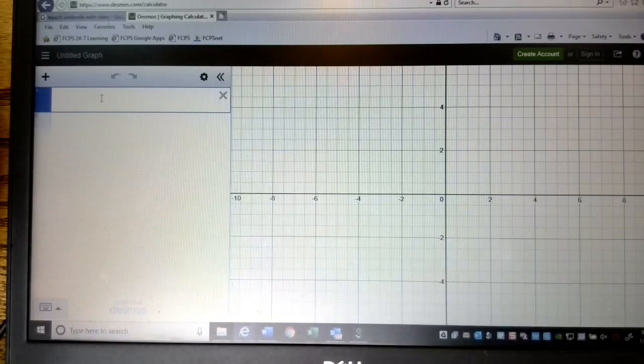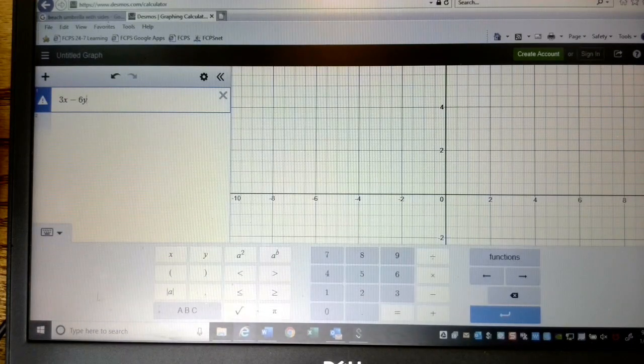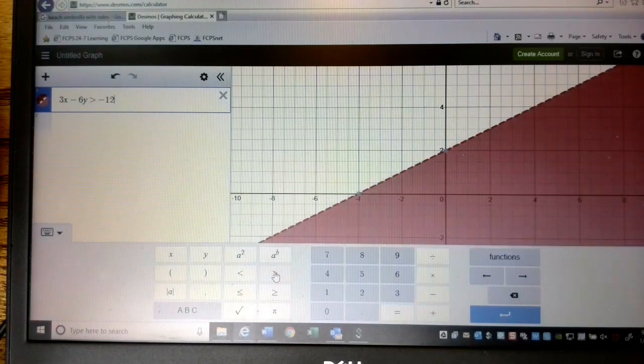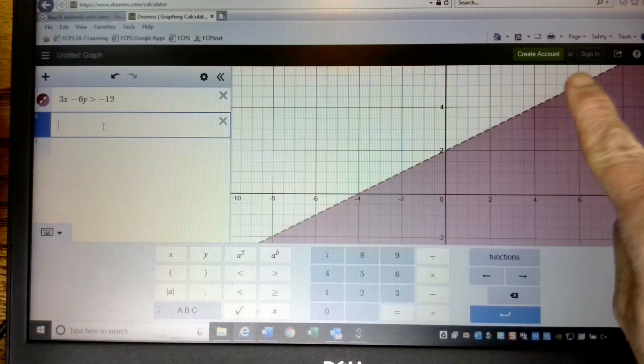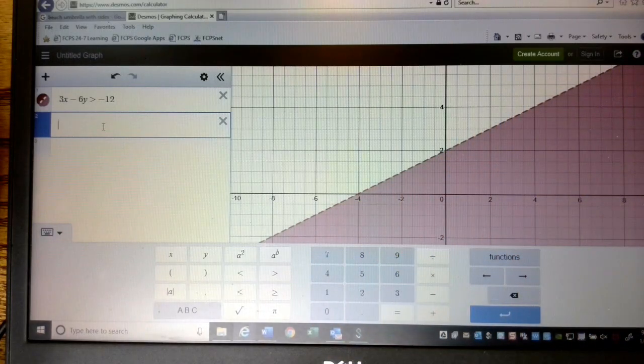Okay, so here we are with Desmos. We have 3x minus 6y. To get my symbols, I come down here and I'm saying, okay, it's greater than -12. There's that graph. I'll have my second line. And I love this. Desmos even shows you it's dotted. So that's great. It takes care of that work for you.